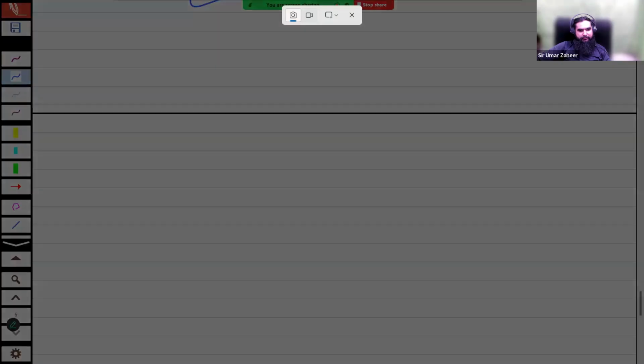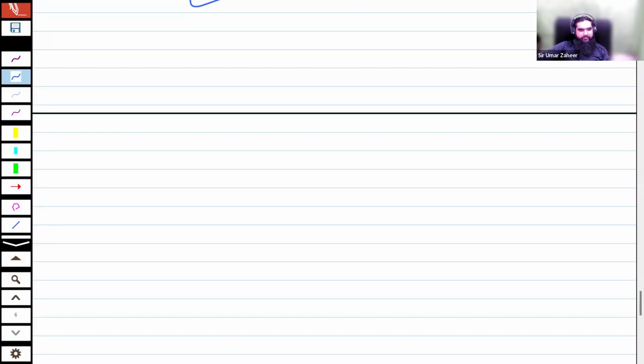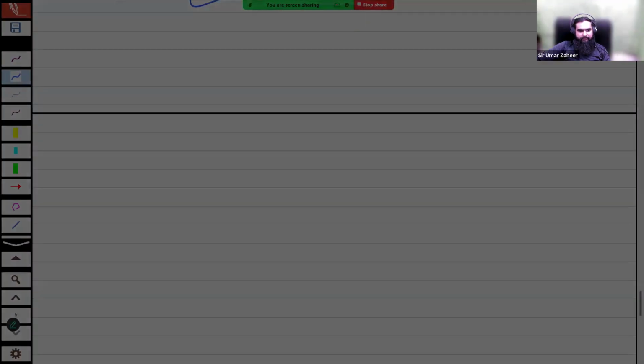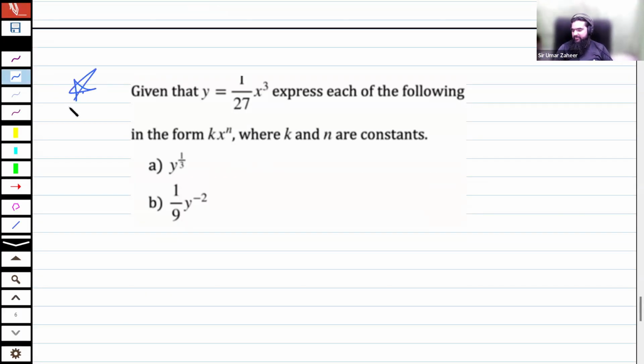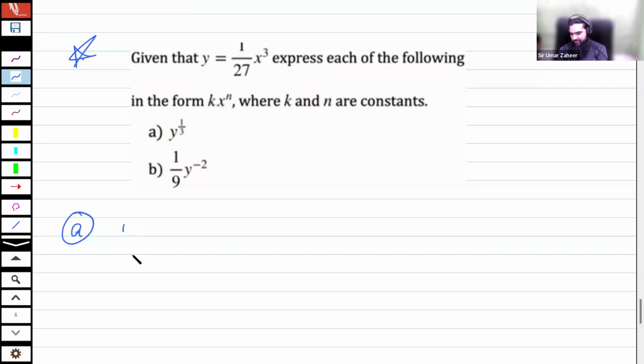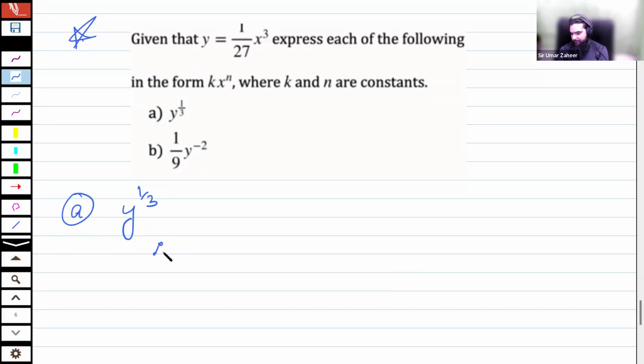So let's take a question. All right. The first question that we have: given that y is equal to 1 over 27 x raised to power 3, express each of the following in the form k x raised to power n, where k and n are constants. So in the A part, it says that you have to find the value of y raised to power 1 by 3. So we know that y raised to power 1 by 3 will be equal to 1 over 27 x cubed, the value of y, and there is a whole power 1 by 3.